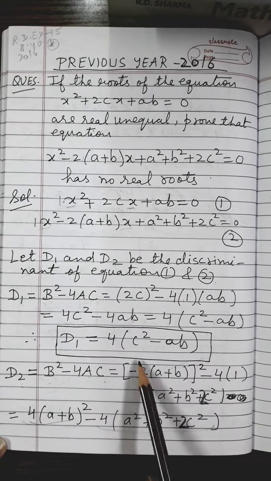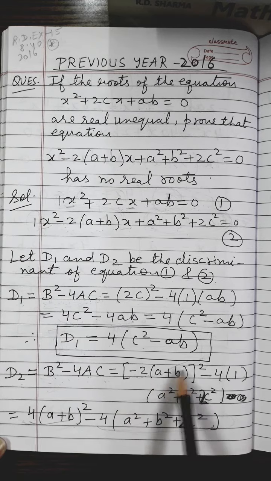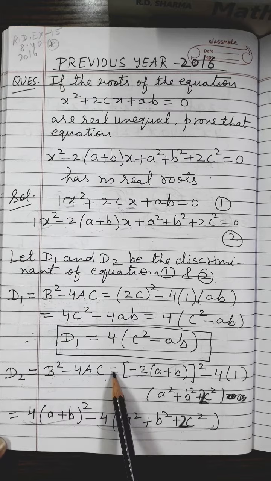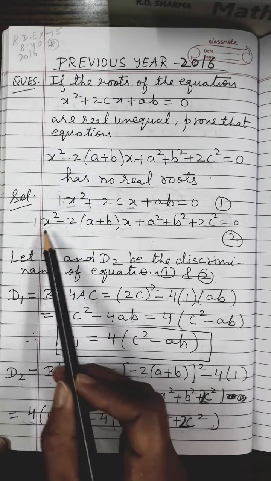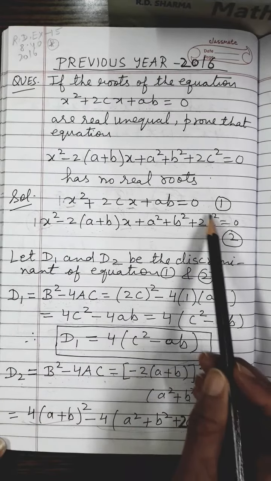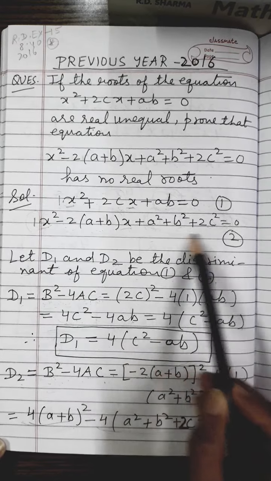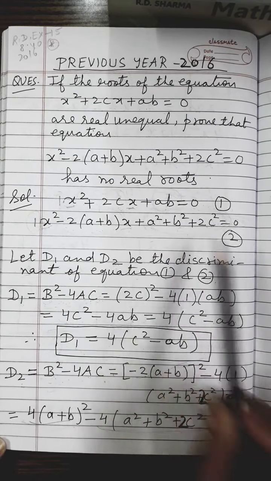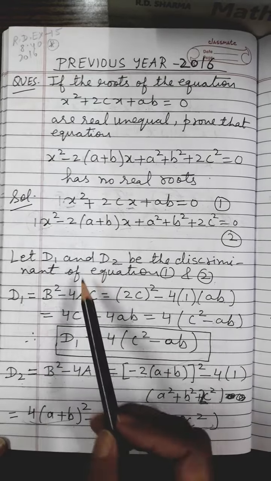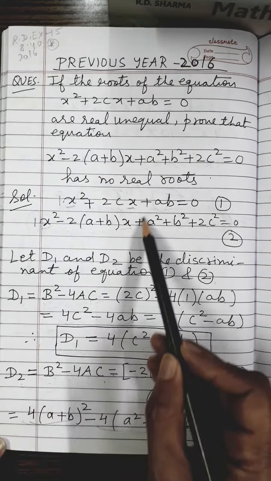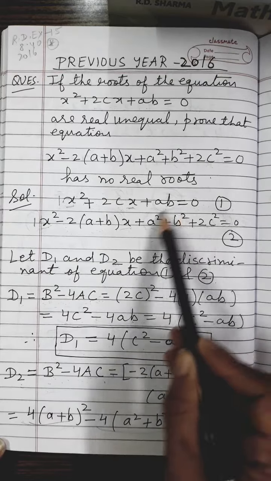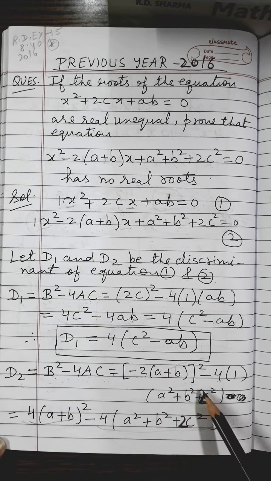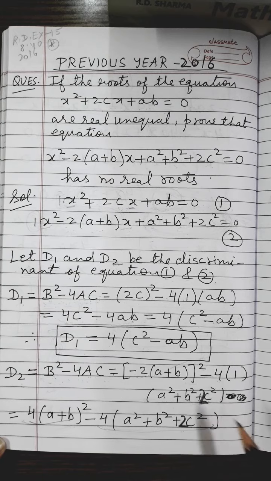So in place of B I write the big bracket, minus 2(a plus b), close the bracket, square, minus 4 into A into C. What is A in the second equation? 1. What is C in the second equation? The sum of all these three terms will give you the value of C, the constant term. So 4AC means 4 into 1 into (a square plus b square plus 2c square).